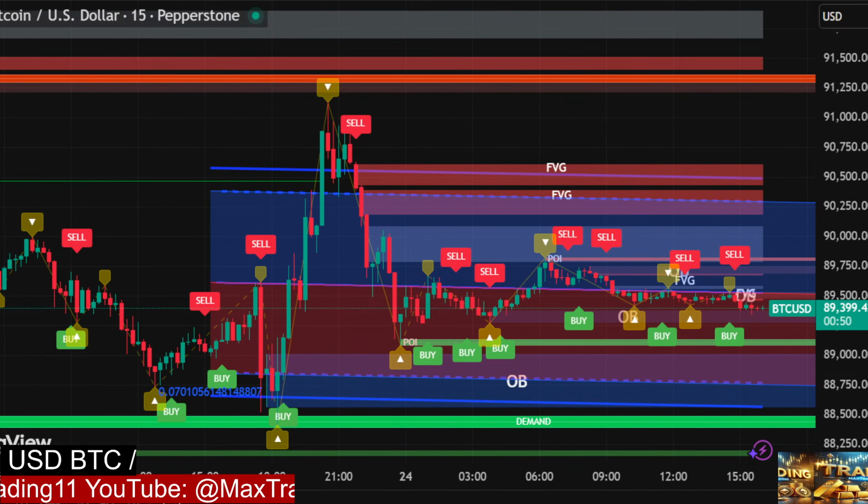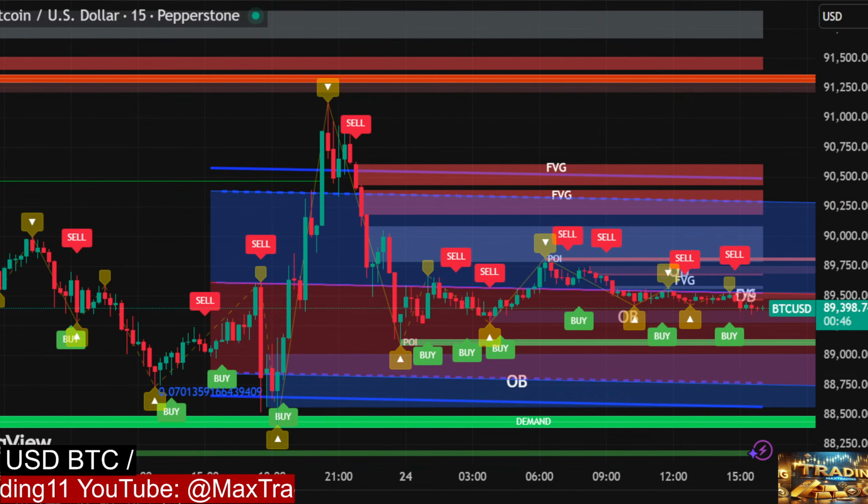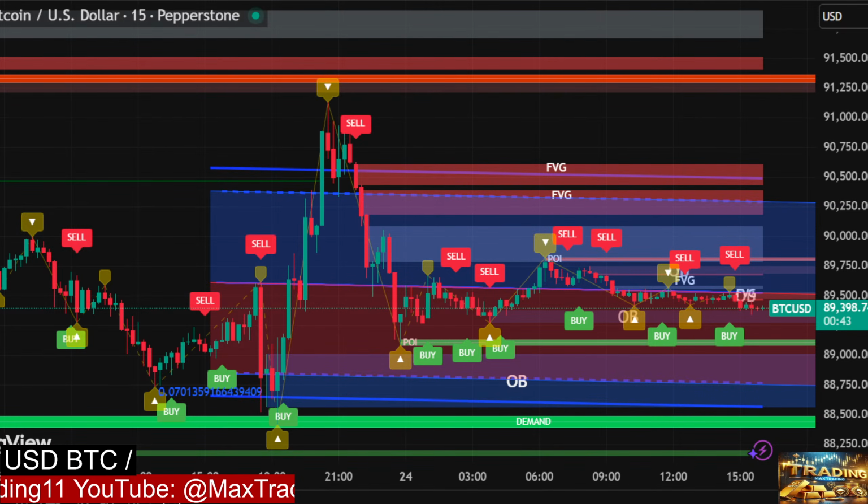Professional traders think in terms of probabilities. Each trade is one event in a large sample size. Win or lose, it's just part of the process.